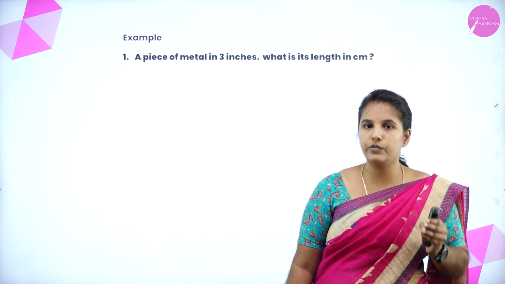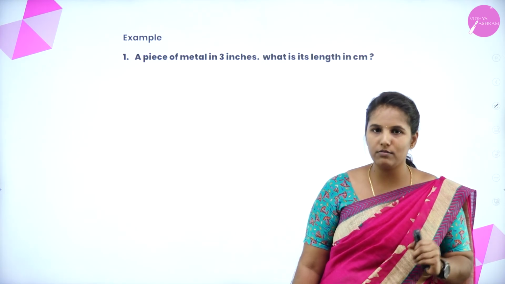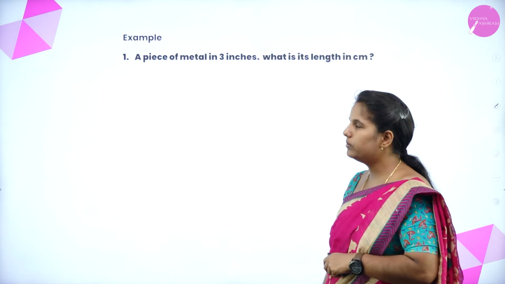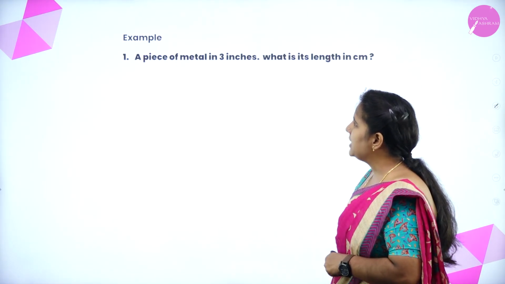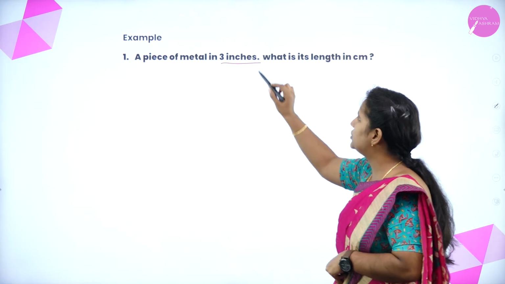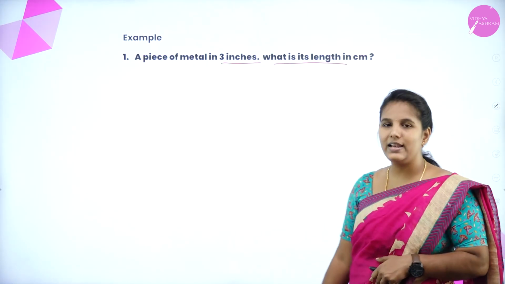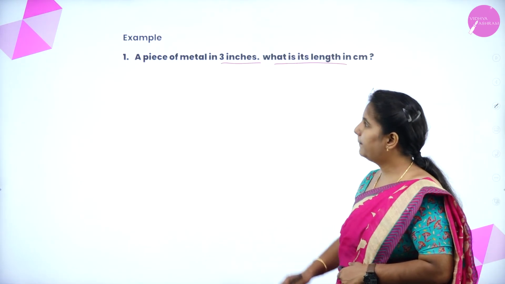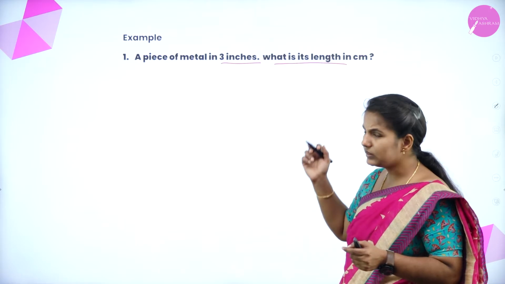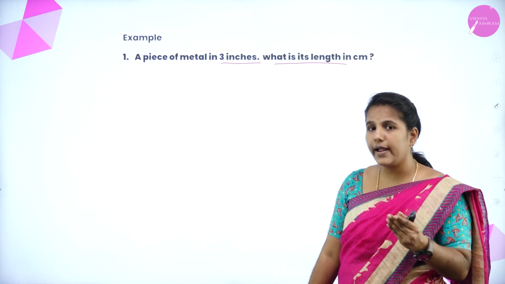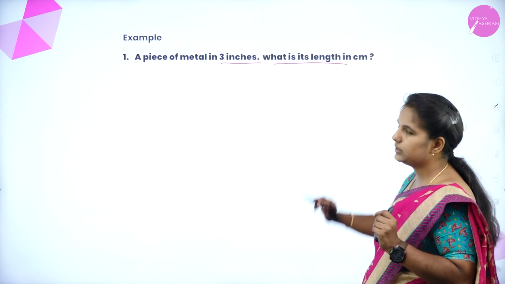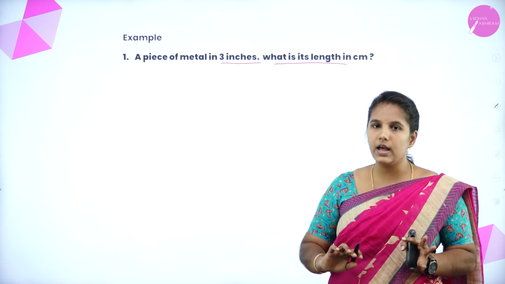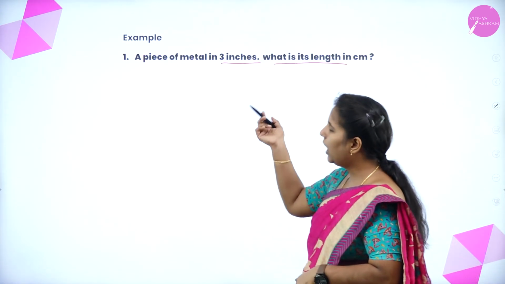How do we convert from one unit into another unit by using dimensional analysis? Here you can see a numerical that says: a piece of metal is 3 inches, what is its length in centimeters? So they have given a piece of metal with 3 inches, and we have to find out the length in centimeters. So we have to convert one unit into another unit by using dimensional analysis. Okay, how to convert it?